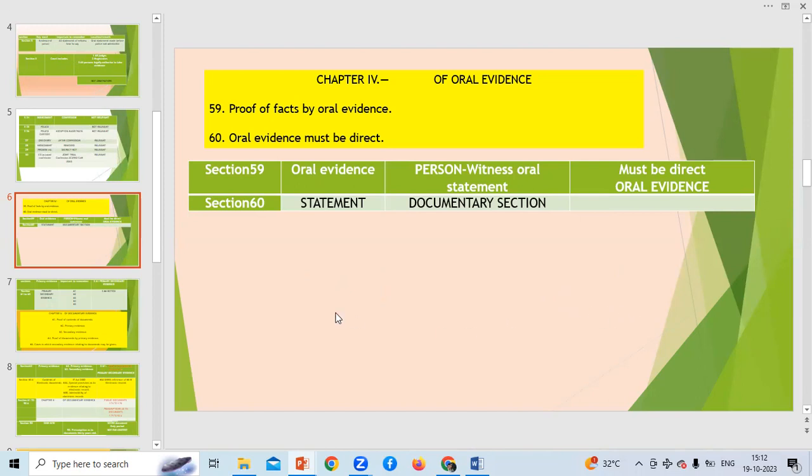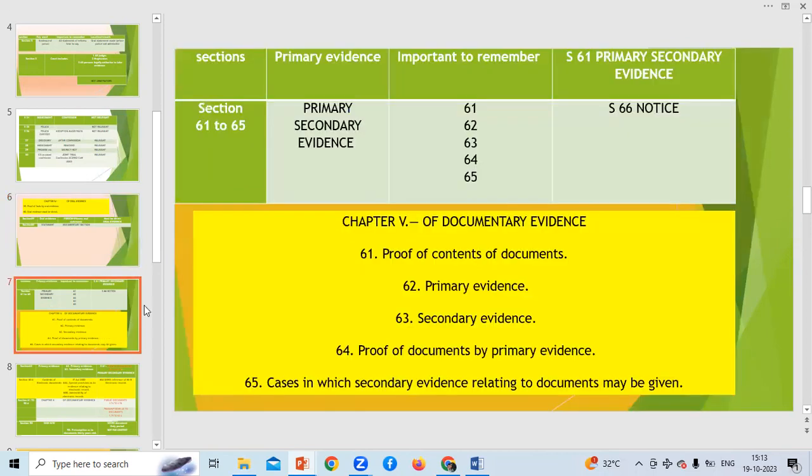Section 60, about documentary statements. Section 60, oral evidence must be direct. So 59 is about the proof of facts by oral evidence. There are only 2 sections in chapter 4 where clarity is given about oral evidence. We'll go for this slide and then stop.